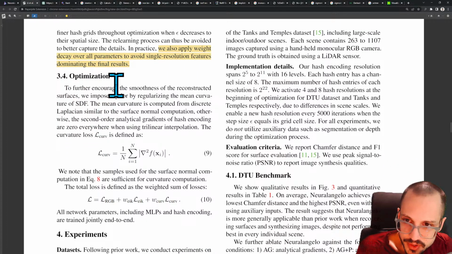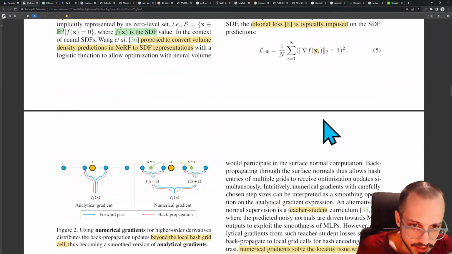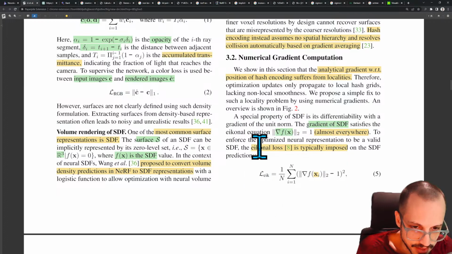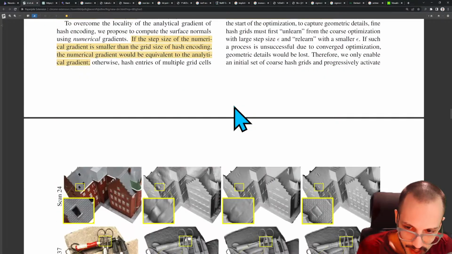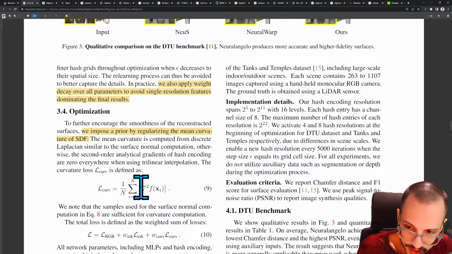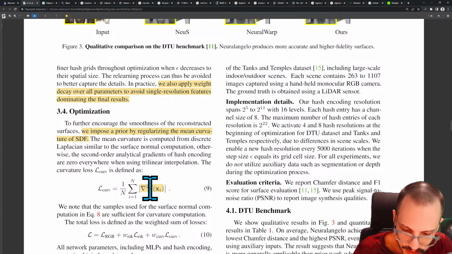To further encourage the smoothness of the reconstructed surfaces, we impose a prior by regularizing the mean curvature of the SDF. Okay, so not only do they have a prior here that they're using to regularize based on this idea that the eikonal equation should be equal to 1 pretty much everywhere, right? That's what this loss is doing, it's trying to make the eikonal equation equal to 1 everywhere. They also have an additional regularization loss here where they're saying, okay, the second derivative here, or second gradient, curl, I think this is usually called curl.